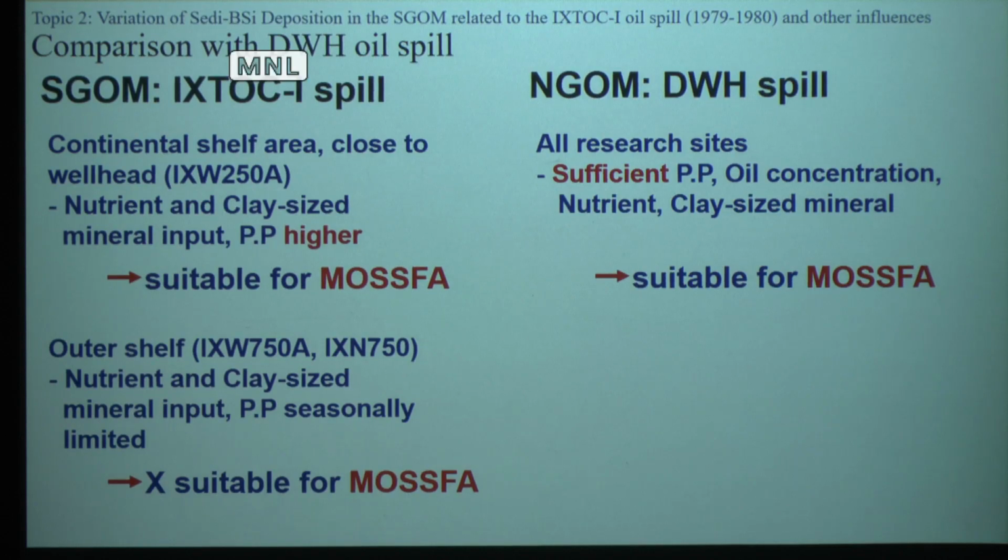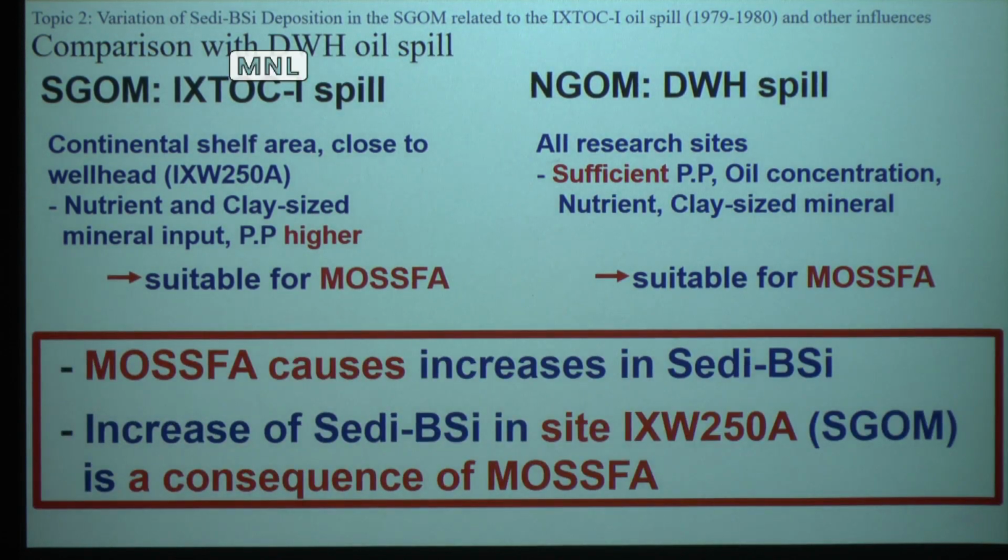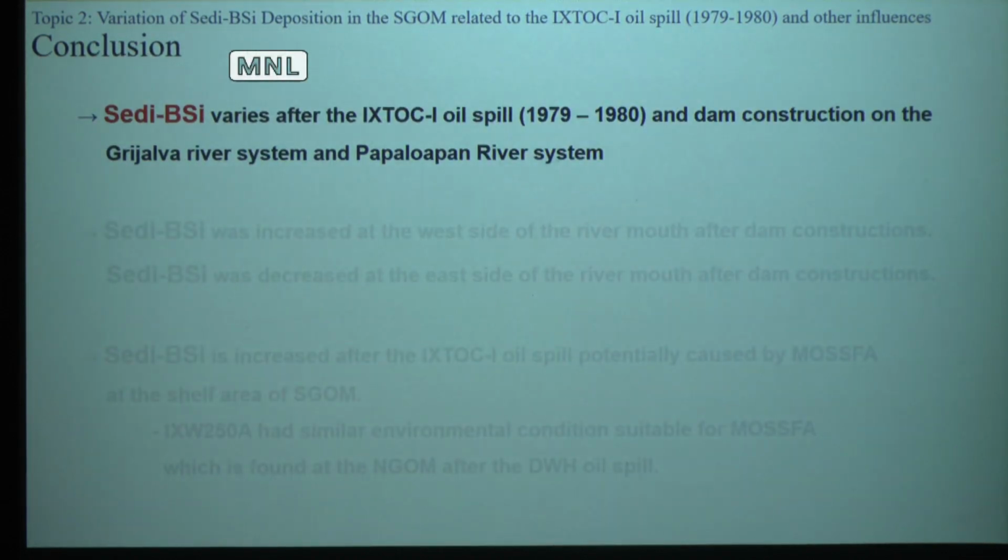And in the case of the northern Gulf of Mexico and the Deepwater Horizon oil spill, all research sites had sufficient primary productivity level, oil concentration, nutrients, and clay-sized mineral input. So all research sites were suitable for the MOSPA event, and they show increased values of sedimentary biogenic silica during the Deepwater Horizon oil spill influenced period. So I can say a MOSPA event can cause increases in sedimentary biogenic silica, and the increase of sedimentary biogenic silica inside IXW250A is a consequence of MOSPA. So this is the conclusion of topic 2.